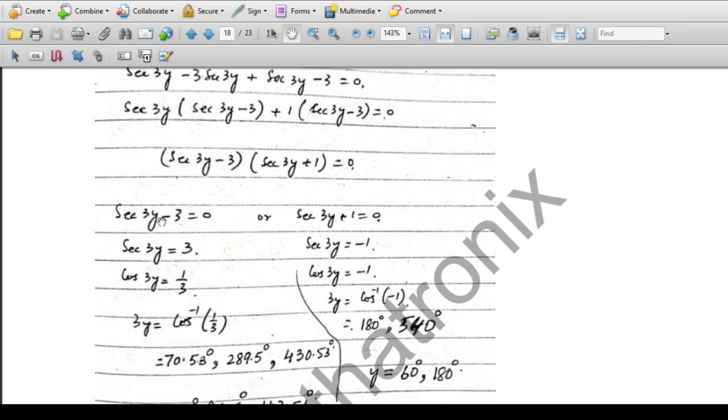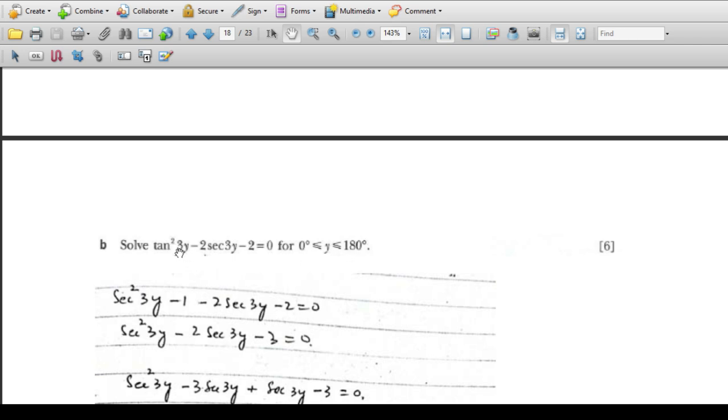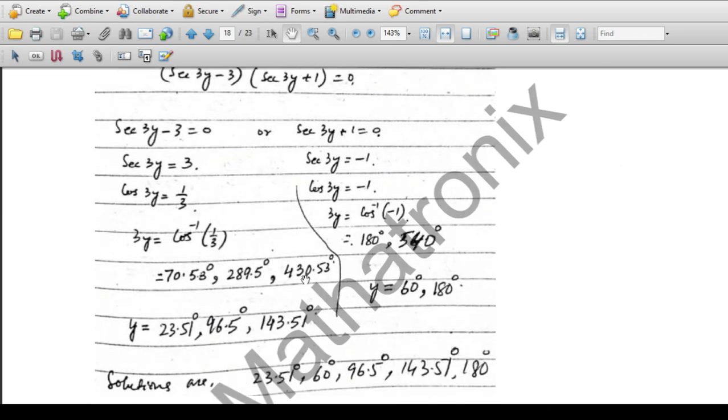From this part, cos(3y) is equal to 1/3, so 3y is equal to cos inverse 1/3. We have to go up to 180 degrees times 3, because this is 3y, so we will take it three times. That's why we are taking higher ranges, because dividing by 3 will give a value within the band. Similarly for this one, this is negative, and cos is negative in the second and third quadrants, and positive in the first and fourth quadrants, and this is repeating.